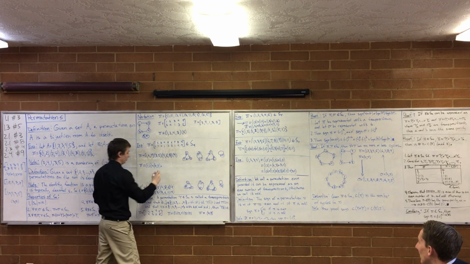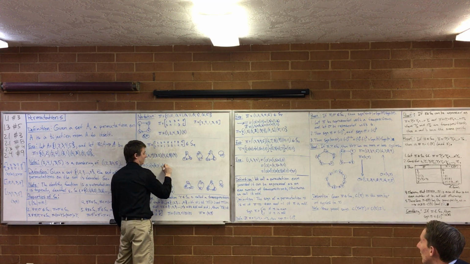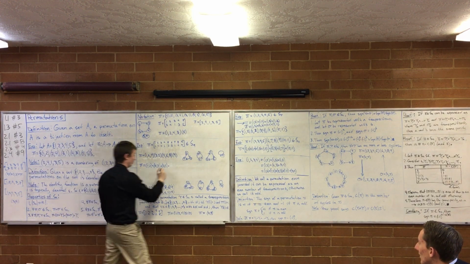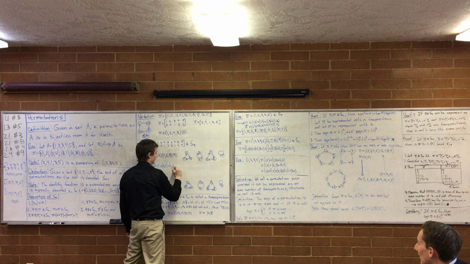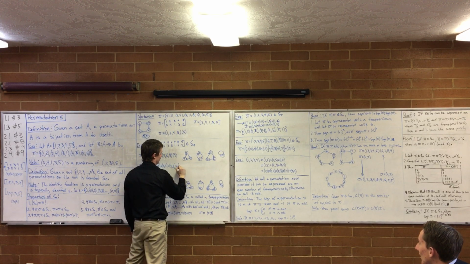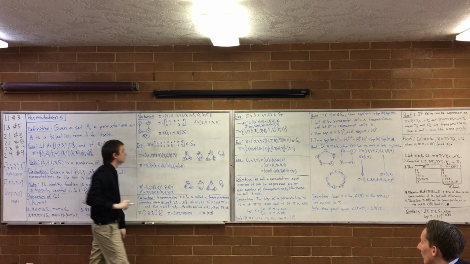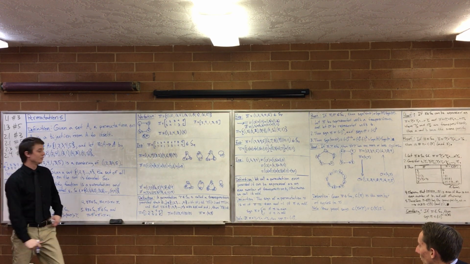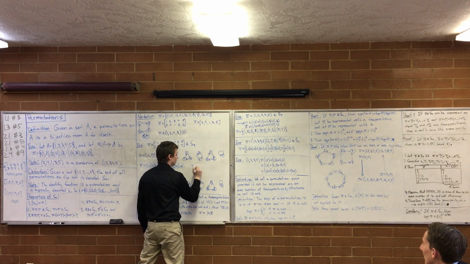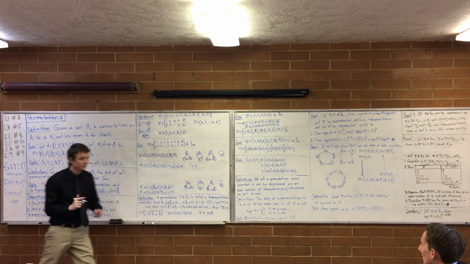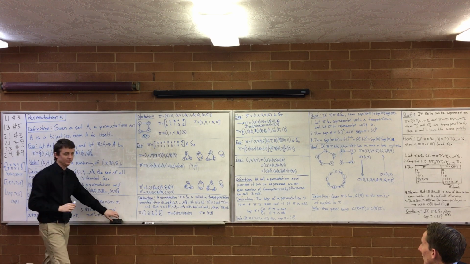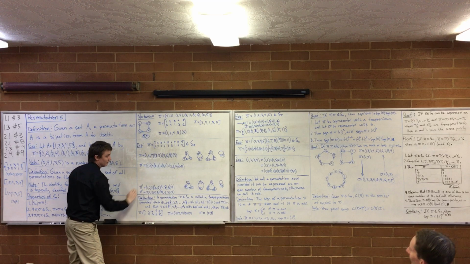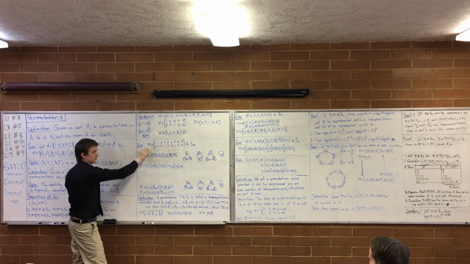Just (3 5). Alright, now here we go. What's next? (4 6). (4 6) works. (6 8). And then (8 9)? No, just leave it. That's it. This is not a transposition. Why is that not a transposition? Because it's not swapping two elements. So that's it. This is pi, this is pi, this is pi.